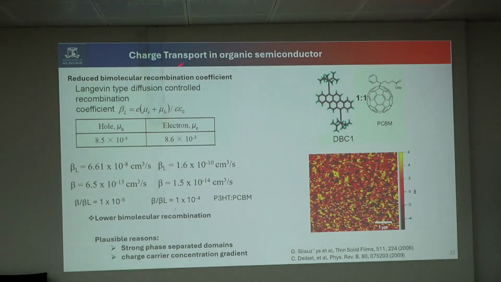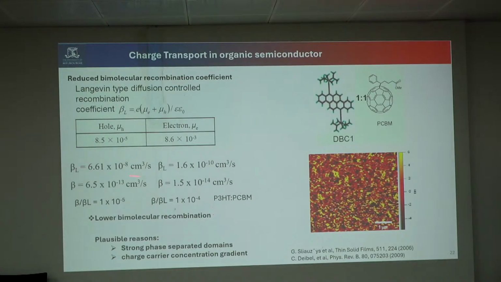In this case, for the bilayer, the Langevin recombination is 1 6 minus 8 per centimeter square, and this is for P3HT, and this is for the other. The recombination is very low in the case of the dibenzene tyrosine compared to P3HT. Even though this has very unbalanced charge transport, the recombination is still low. But this is a somewhat contradictory result.